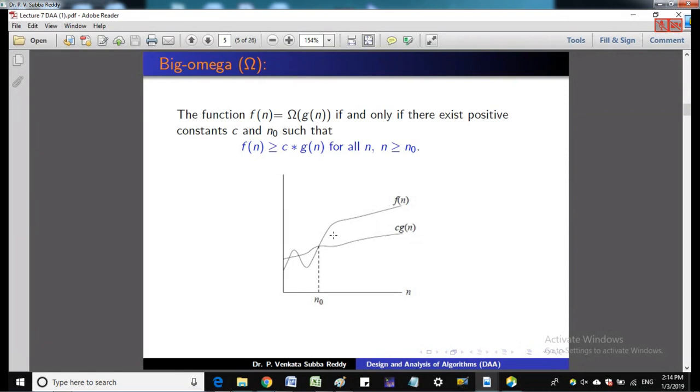Now if I show the graphical representation for this, the f of n value is numerically more than c times g of n, so f of n comes above c times g of n. Here n is the input size. So that is the formal definition of big omega notation. Now we see an example.